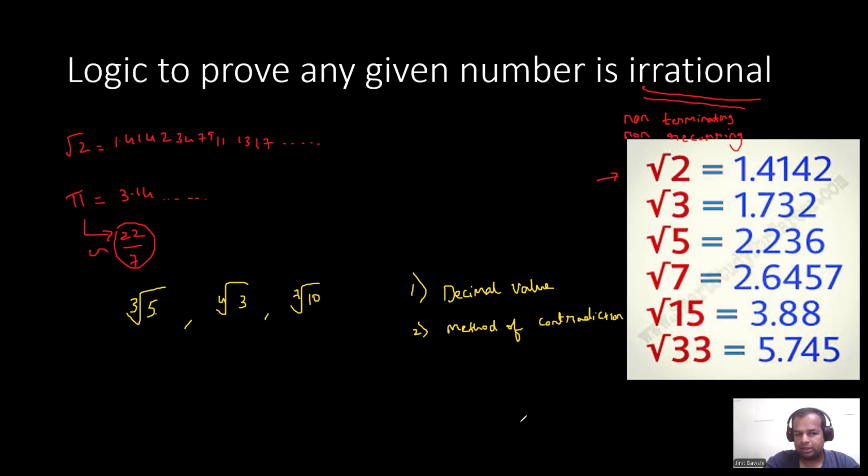The contradiction method is sometimes slightly confusing if you do not know the basic fundamentals behind the topic. So we'll be learning more of that thoroughly. But the logic of showing irrational numbers is this: irrational numbers are non-terminating and non-recurring. But from an exam point of view, we should always go with the method of contradiction, right? Thank you.